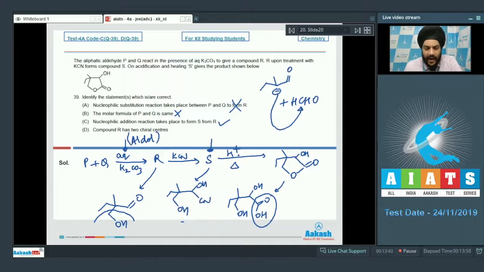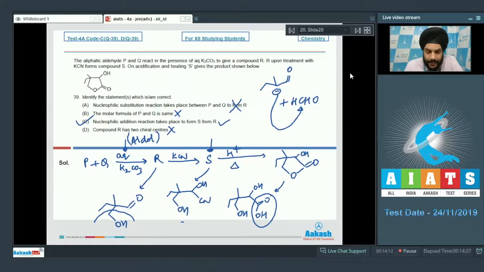If you talk about statement D now, it says that the compound R has two chiral centers. So if you look very carefully, the compound R does not have two chiral centers. It has only one chiral center. Okay, so this is also not correct, students. So out of these given statements, only statement C is correct. So for question number 39, we have to mark the answer as option C.